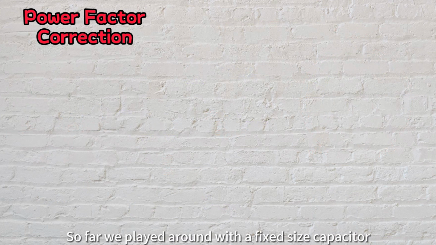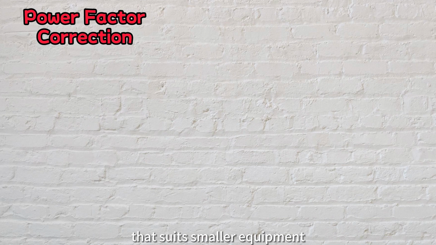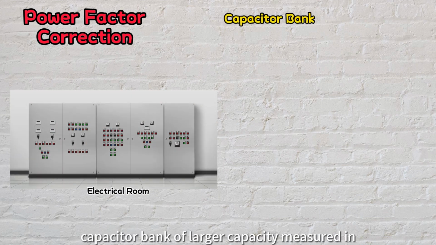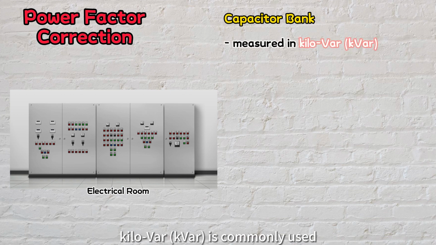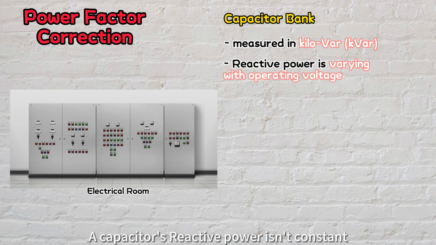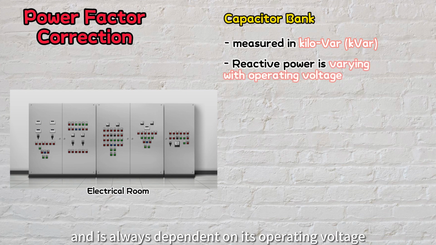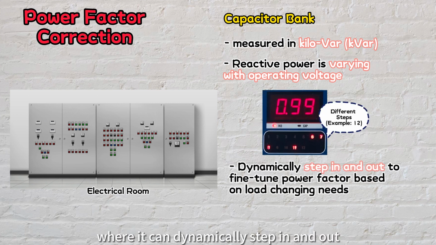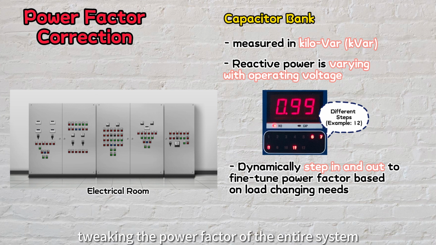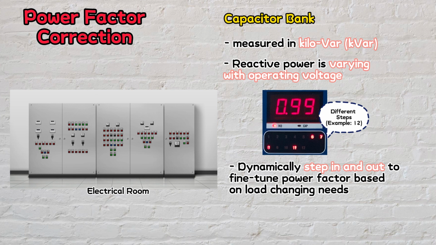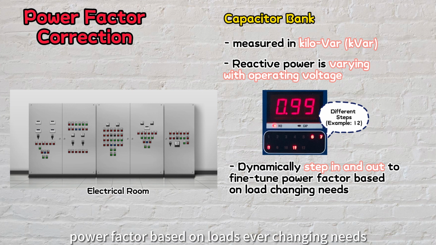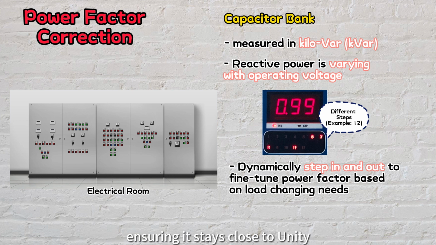So far, we played around with a fixed-size capacitor that suits smaller equipment. But in bigger factories or systems, a capacitor bank of larger capacity measured in kVAr is commonly used. Keep this in mind, a capacitor's reactive power isn't constant and is always dependent on its operating voltage. Besides, the capacitor bank comes with a range of steps, where it can dynamically step in and out, tweaking the power factor of the entire system. With this dynamic flexibility, the capacitor bank can fine-tune the system power factor based on the load's ever-changing needs, ensuring it stays close to unity.